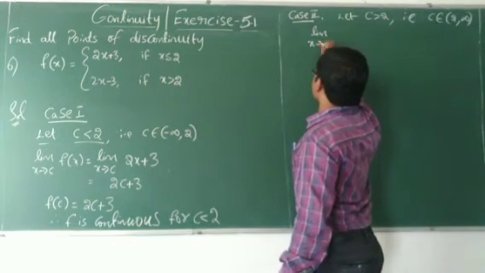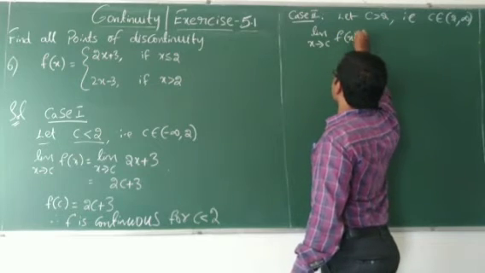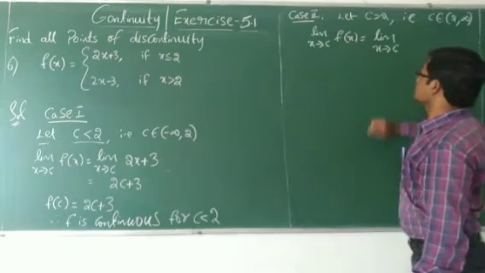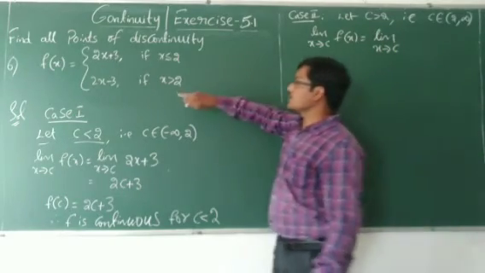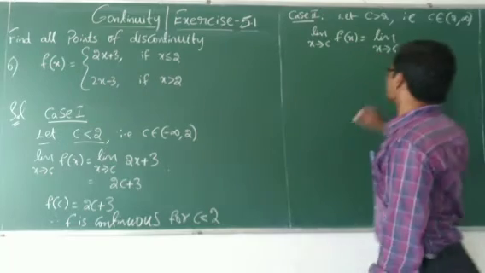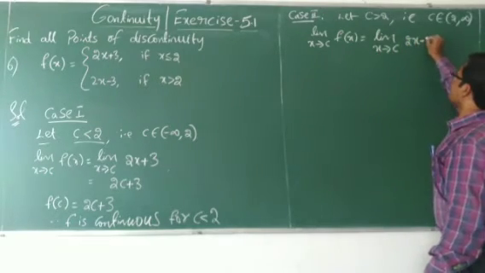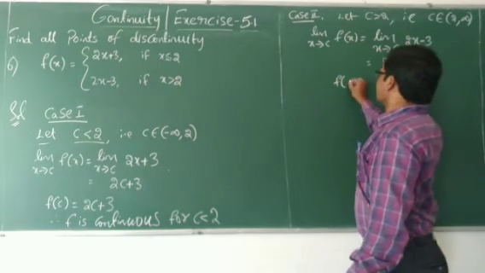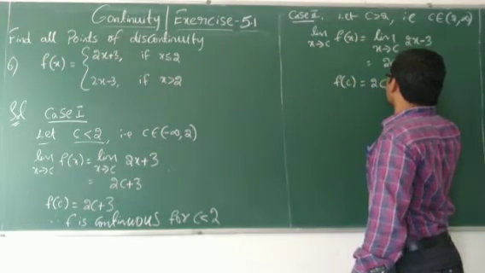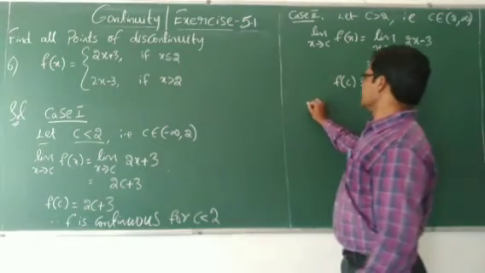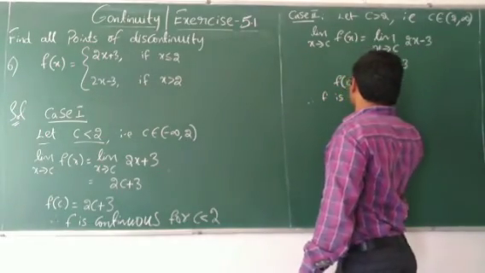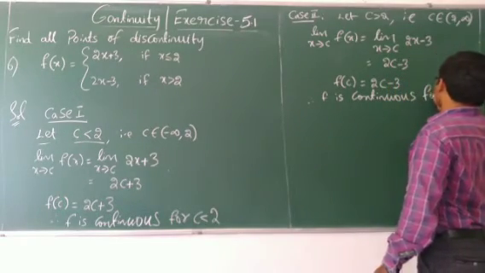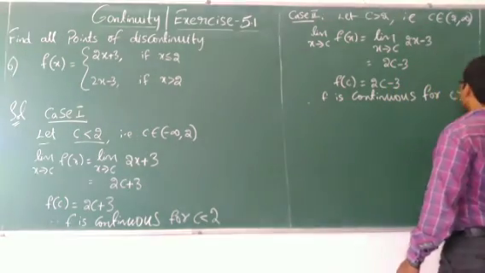Limit x approaches to C, f of x. What is f of x? Greater than 2, that is 2x minus 3, which is equal to 2c minus 3. F of C is also equal to 2c minus 3. Therefore, f is continuous. Therefore, f is continuous for C greater than 2.